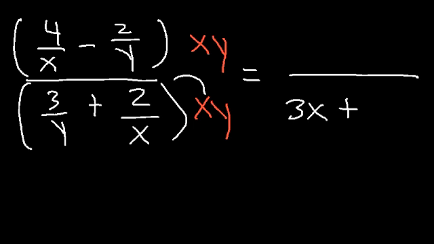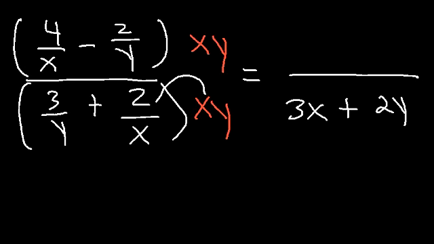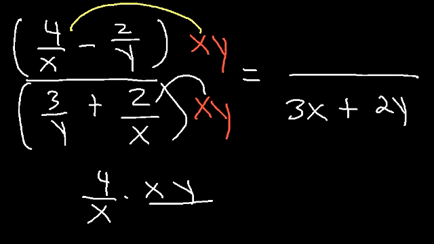Now let's multiply xy by 2 over x. So this time, notice that the x variables cancel, and it's just going to be 2 times y, or 2y. If we multiply xy times 4 over x, the x variables will cancel, giving us 4y.